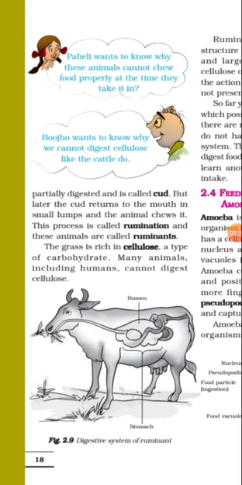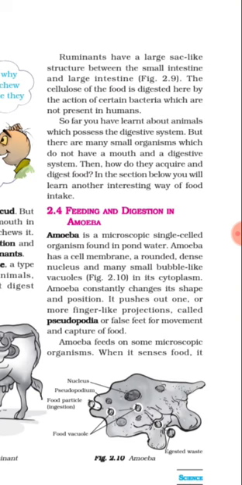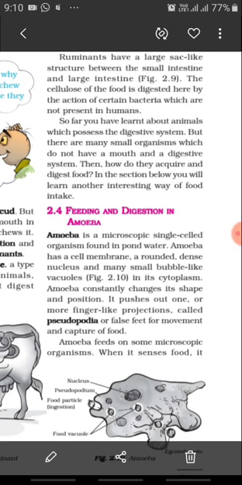Now comes the next and last topic of this chapter, that is feeding and digestion in amoeba. Before that, let us discuss the structure of amoeba. Amoeba is a microscopic single-celled organism found in ponds. Amoeba has a cell membrane that is the outer covering of the cell, a rounded nucleus and many small bubble-like vacuoles in the cytoplasm. Amoeba has no definite shape. It constantly changes its shape.